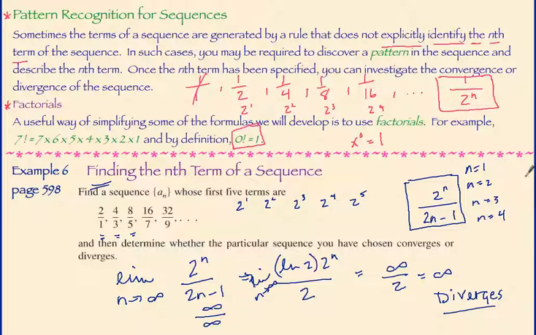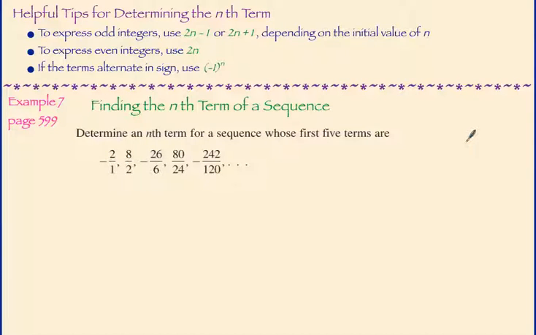Now let's do one more example, and then we'll be done with this lecture. For example 7, we're going to look at these helpful tips for determining the nth term. If you want to express a pattern of odd integers, use 2n minus 1 or 2n plus 1. 2n makes it even, subtracting 1 or adding 1 takes you to an odd number. So that's a great way to describe odd numbers. To express even numbers, 2n. Obviously, just multiplying a number by 2 is going to make it even.